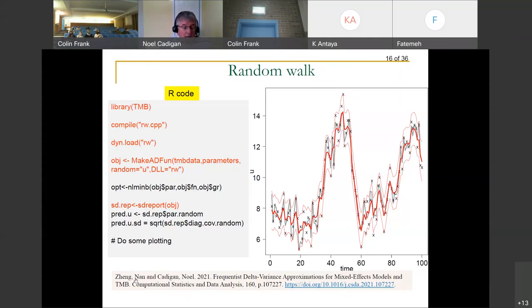Mainly, Nan Zhang and I have recently published a paper that provides some more information about the properties of the standard errors for random effects that TMB produces.